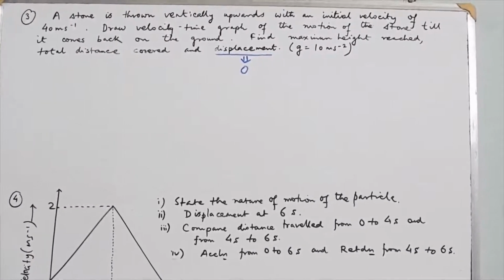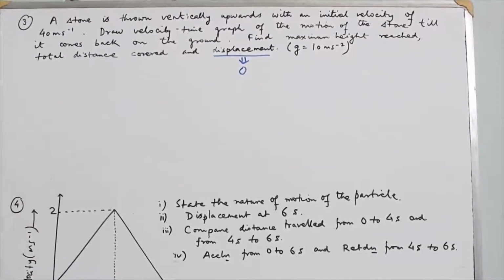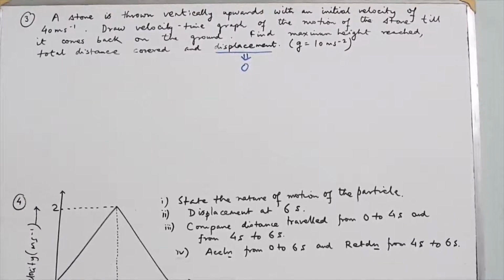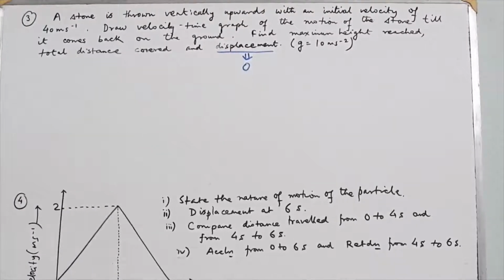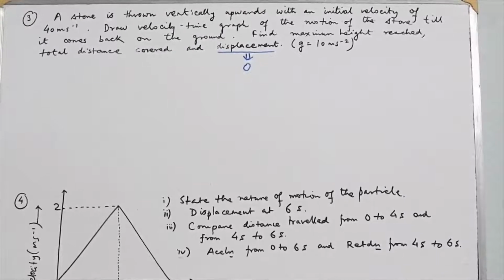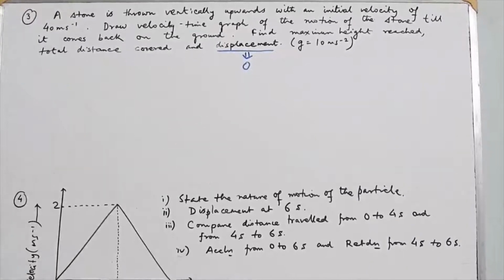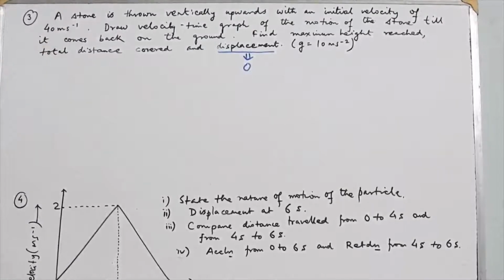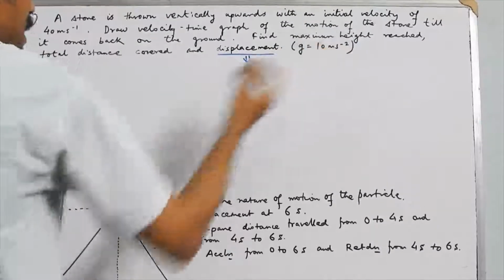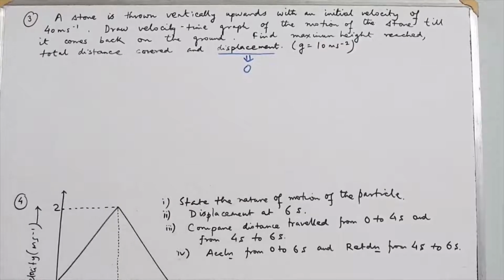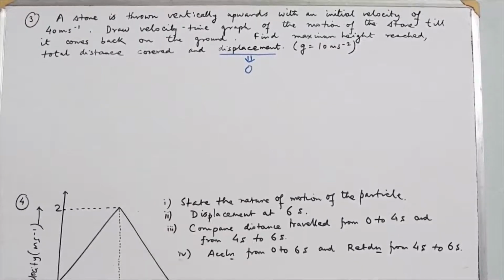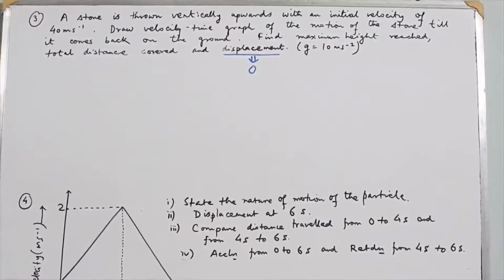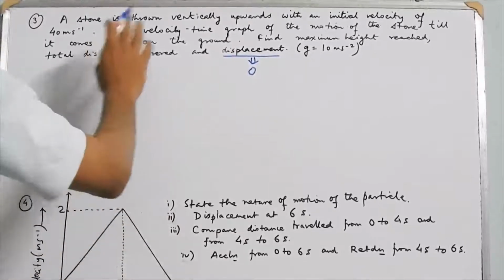The next part is we have to calculate the maximum height, the total distance, and we have to draw the velocity time graph. So if you try to analyze the motion, initially, when the stone is thrown vertically upwards with this velocity of 40 meter per second, as it reaches its maximum height, its velocity will become 0. At the moment it reaches its maximum height, its velocity will become 0.